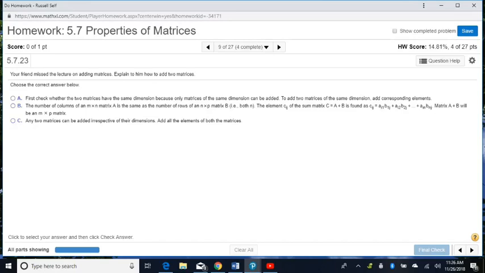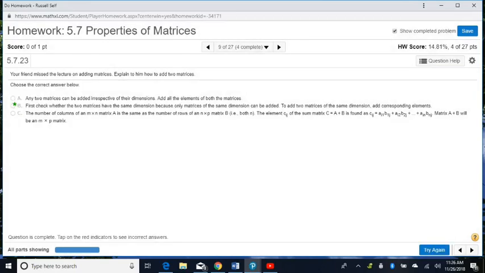Okay, so finding the correct value. First check the 2 matrices have the same dimension, because only matrices with the same dimension can be added. Then add the matrices. We're adding the corresponding elements or like terms. Okay?